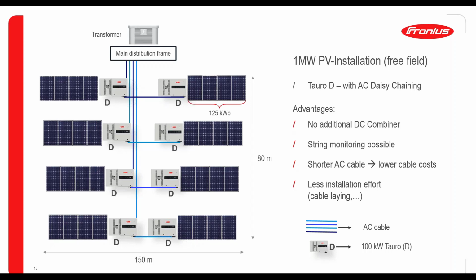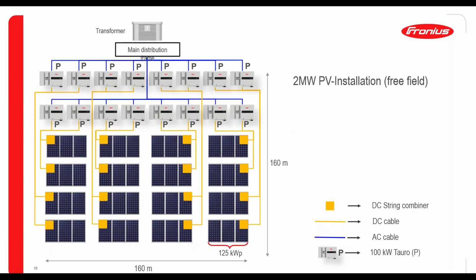Good. Let's step ahead. Let's take a closer look at a little bit bigger system. 2 megawatt peak PV installation, also free field. Now we talk about a little bit higher distances. As we can see, 160 times 160 meters. So a little bit bigger distances. Now we come into the range where we say it's more efficient to use a Fronius Tauro P option because we have longer distances to make. And as we know, with longer distances, we try to use more the DC cabling because with the high voltage, we don't have so much losses.